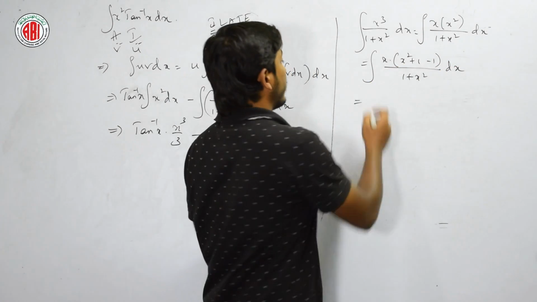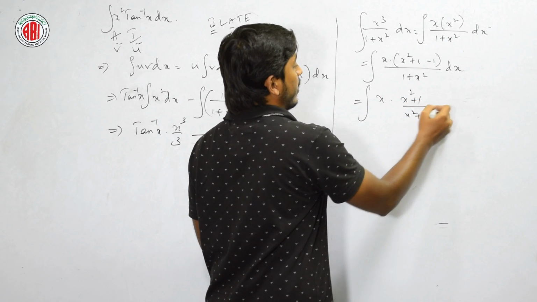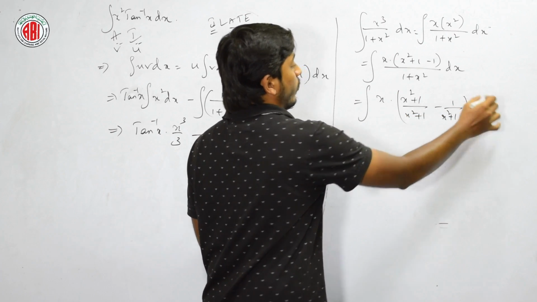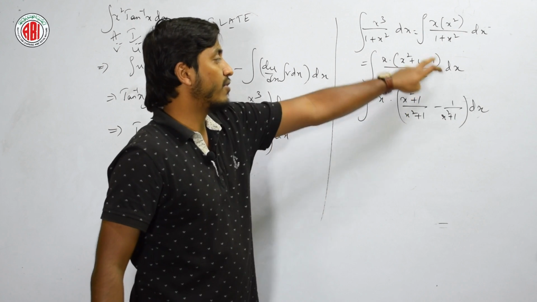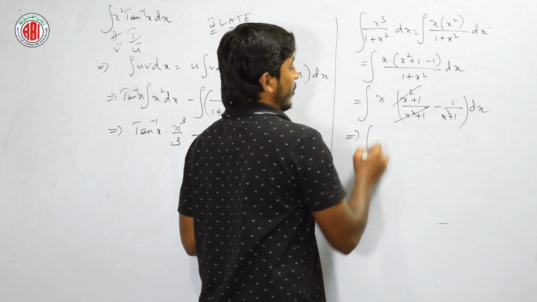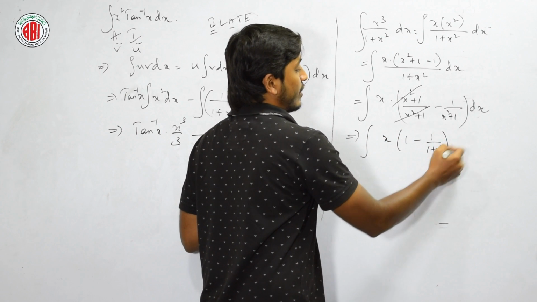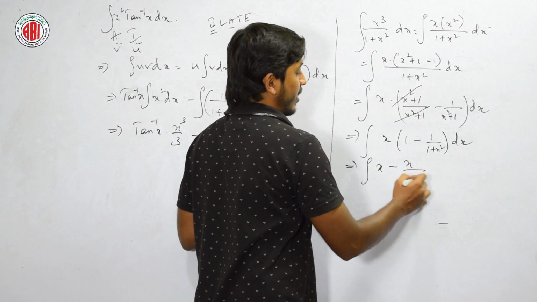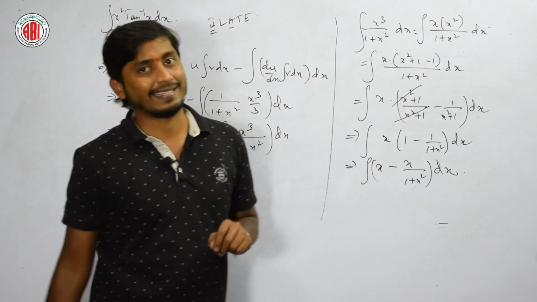So now we will separate the denominator: x times (x square plus 1) by (x square plus 1) minus 1 by (x square plus 1). Can I separate it like this? Yes, right. So these both will get cancelled. I will be left with x into (1 minus 1 by 1 plus x square). So I can write it as the integral of x minus x by 1 plus x square, whole dx.